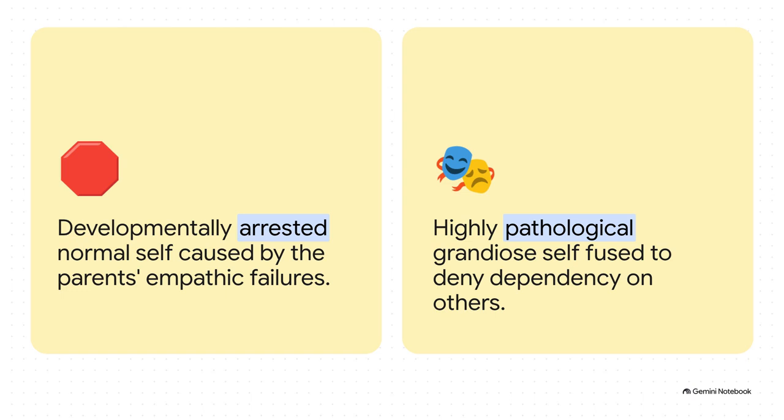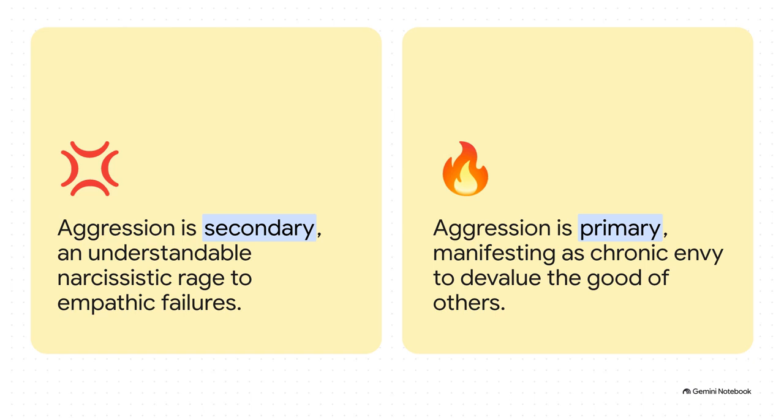Kernberg strongly disagrees. He views the patient as operating at a borderline level, using a highly pathological, grandiose self. To Kernberg, this structure is a rigid fusion of the ideal and real self, built specifically as a defense against needing anyone. It is a strict pseudo-self-sufficiency. And this brilliantly illustrates the divide when it comes to how aggression shows up in the consulting room. Kohut is much more charitable regarding your patient's rage. He frames it as secondary, an entirely understandable narcissistic rage reacting to an empathic failure on your part, just like they experienced with their parents.